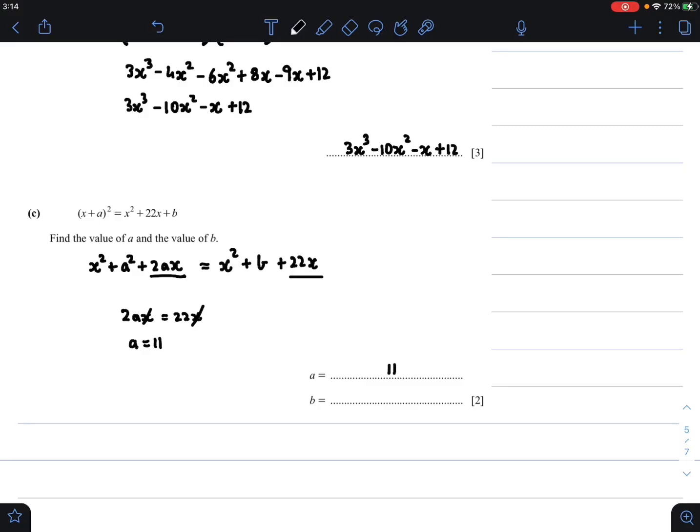Therefore we can say that b will be equal to a square, as we can compare these two terms. So we know the value of a, therefore we can say b is equal to 121. Therefore 121 will be your final value for b, and these will be your final answers for part C of this question.